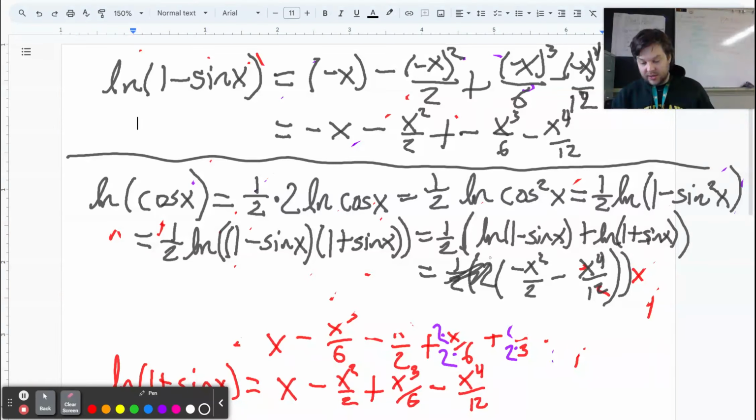Then it asks me to figure out the tangent of x, and you can do that in a similar way by trying to consider different combinations of sine and cosine. This video is getting too long, so I'm just going to leave it there.